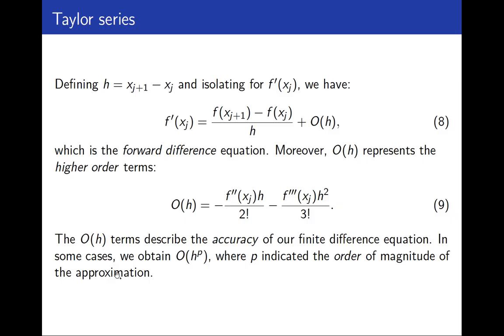So that's why we say that these terms describe the accuracy of our method. In some finite difference schemes, we might have some accuracy where h is going to depend on this index p. So p indicates the order of magnitude of the approximation. In the majority of cases, the higher the value of p, the more accurate the solution will be. I will show some examples about this in a few minutes.